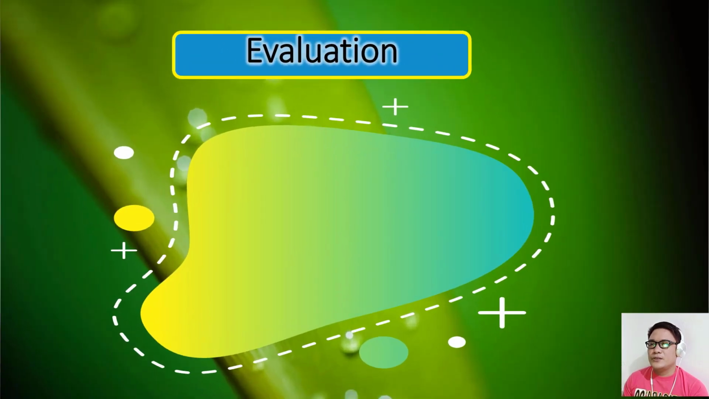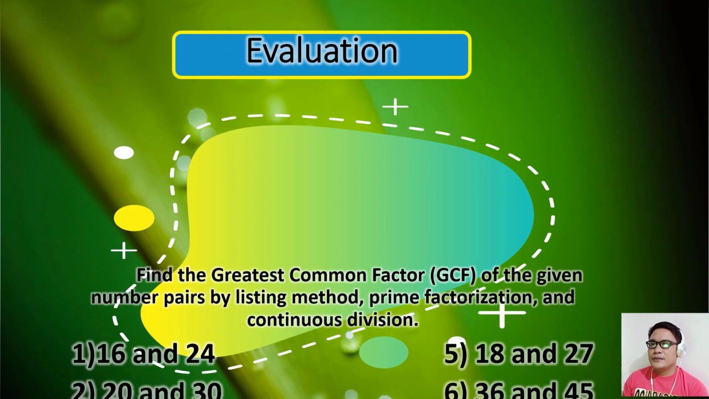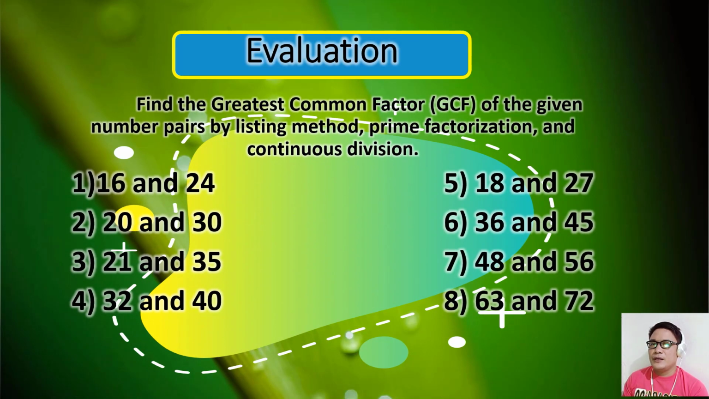Next, we have evaluation. Find the greatest common factor, or GCF, of the given number pairs by listing method, prime factorization, and continuous division.